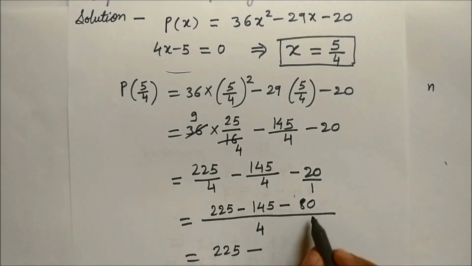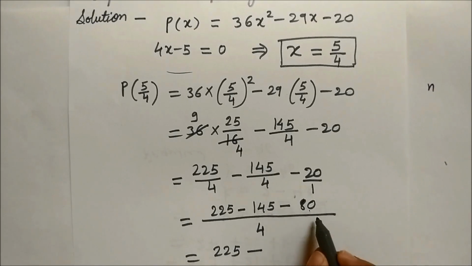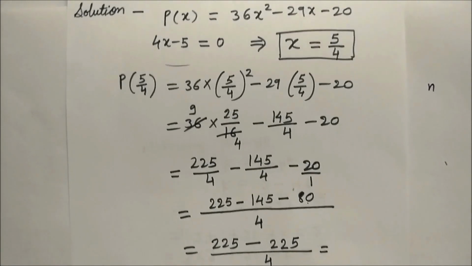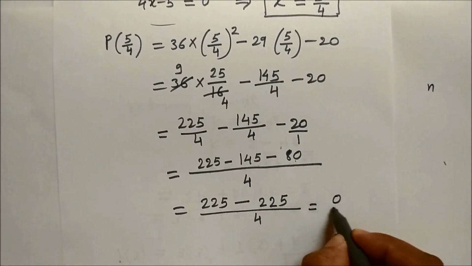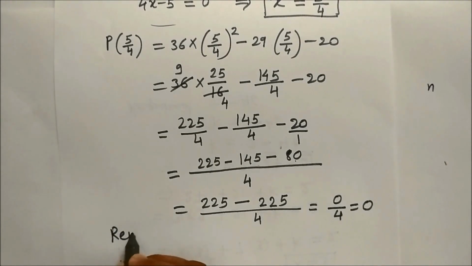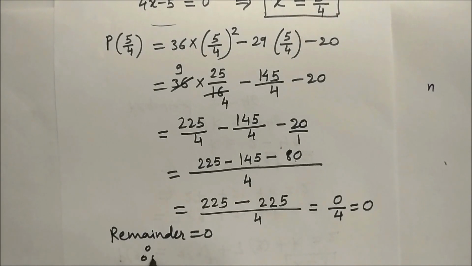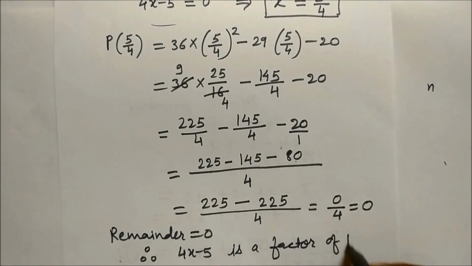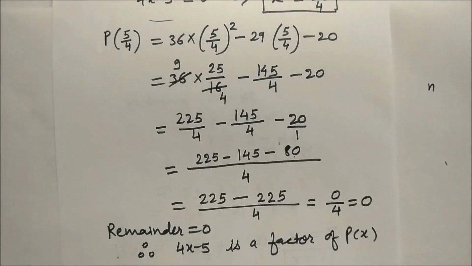225 as it is, we will add these two. 5 plus 0 is equal to 5, 4 plus 8 is 12, carry over 1, 2 upon 4. 225 minus 225 is equal to 0, and 0 divided by any number is 0. Now here we are getting remainder 0. Therefore 4x minus 5 is a factor of px. It is proved now.